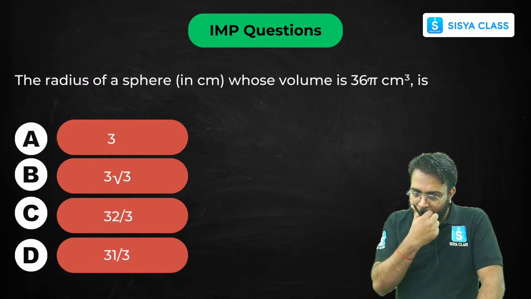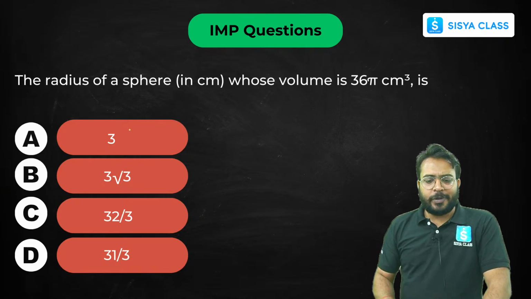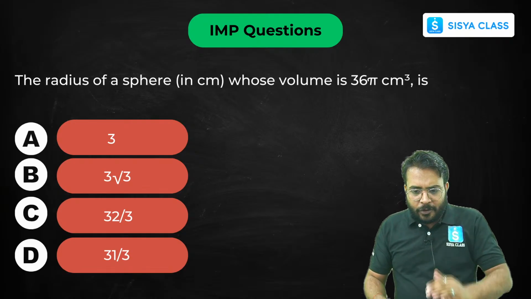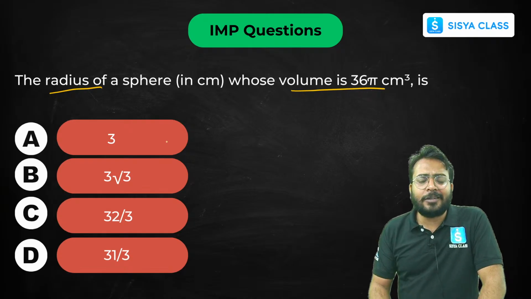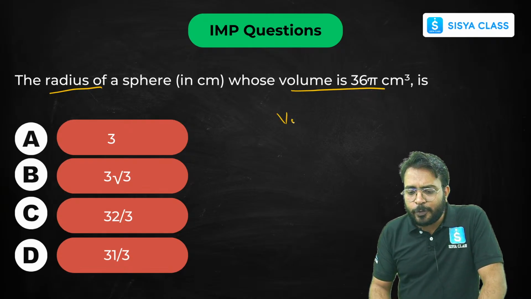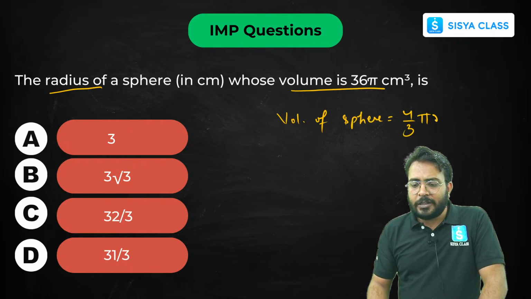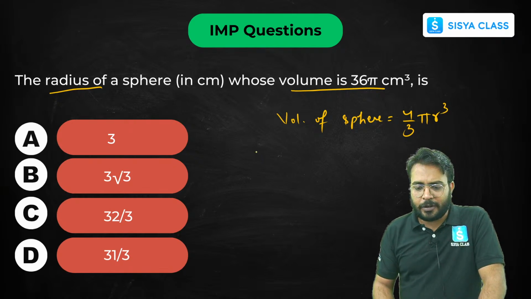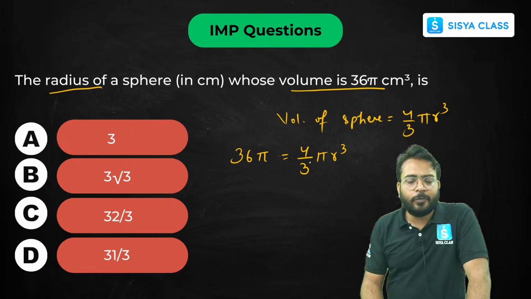Now one more question. The radius of a sphere, you need to find out the radius, where the volume they have given is 36 pi. So what is the formula of the volume of a sphere? The volume of a sphere is going to be 4 by 3 pi r cube, yes or no? Now they have given that volume is how much? 36 pi. And you know that it is going to be 4 by 3 pi into r cube.